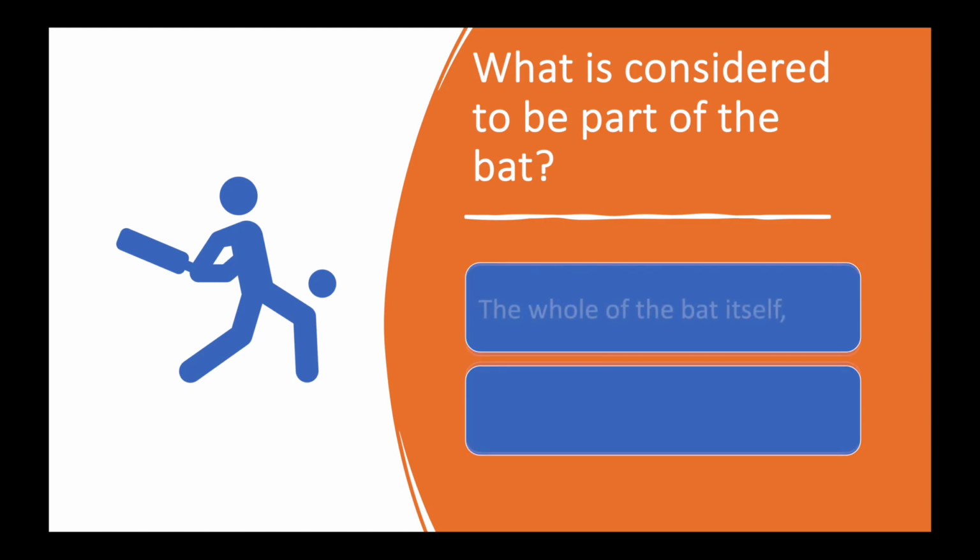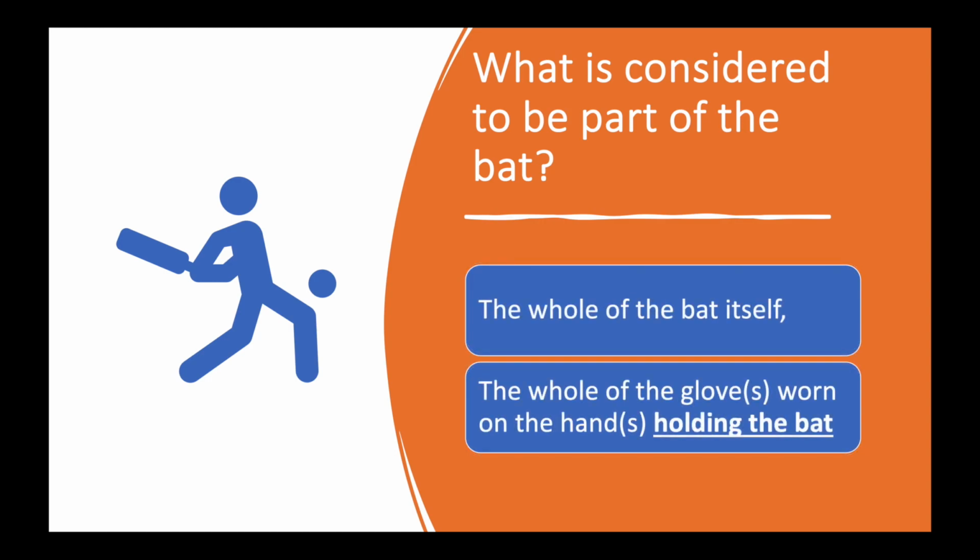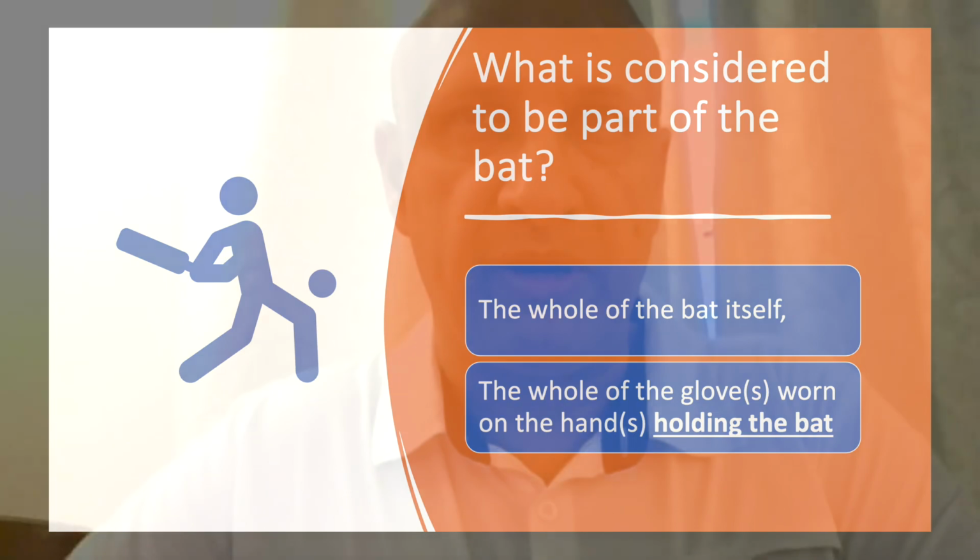There was indeed a controversy recently where Marcus Stoinis was given out caught because the ball touched the glove, which was touching the glove holding the bat. Now, that was slightly wrong as far as the decision is concerned, because the law says that the bat includes the bat, the hand holding the bat, the worn glove on the hand holding the bat. So if the ball would have touched any of those three and then caught, it would have been caught. But just because the other hand's glove, which is not holding the bat, is touching the glove holding the bat, that does not make it part of the batsman's bat. Therefore, there was a problem there.